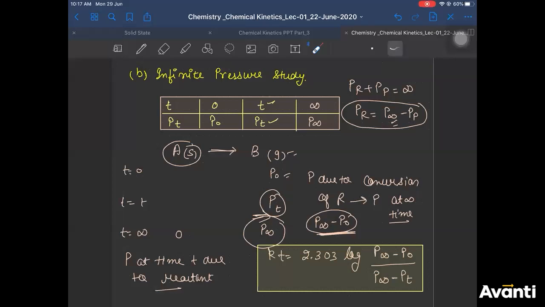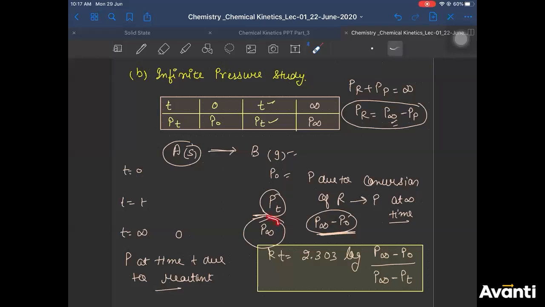So how do you achieve P infinity? You heat your reaction for 1 hour, 2 hours at a very high temperature. Then you assume that if the reaction was to be completed, it should have been completed when heating at that very high temperature. So at that high temperature, you assume the reaction will be completed, right?